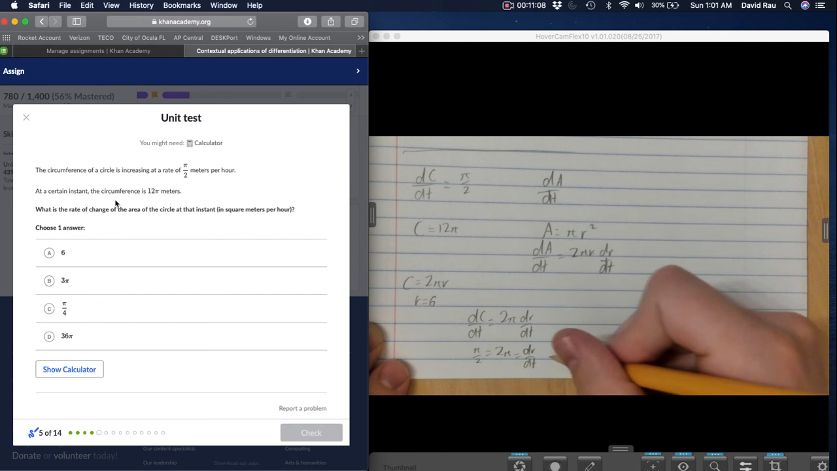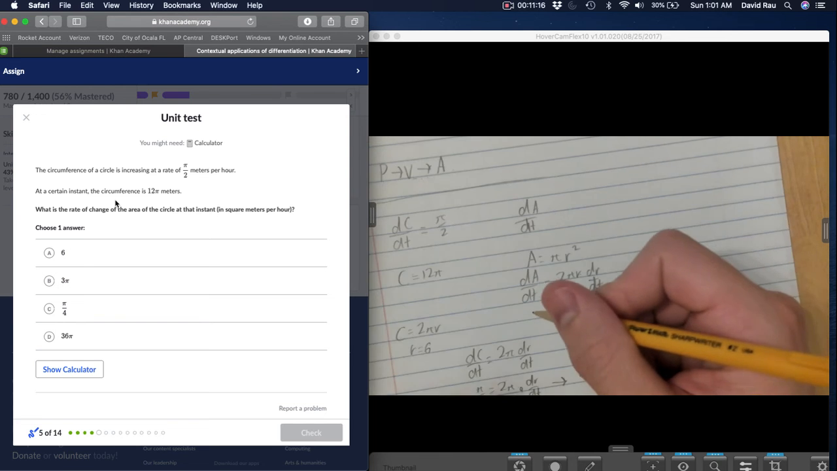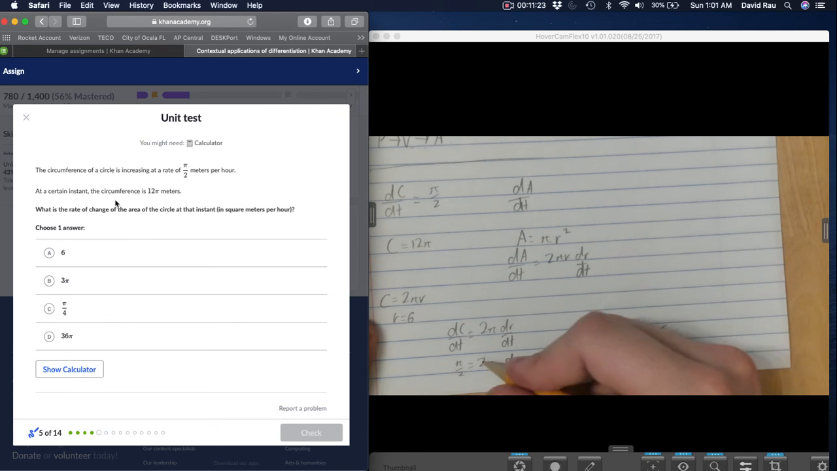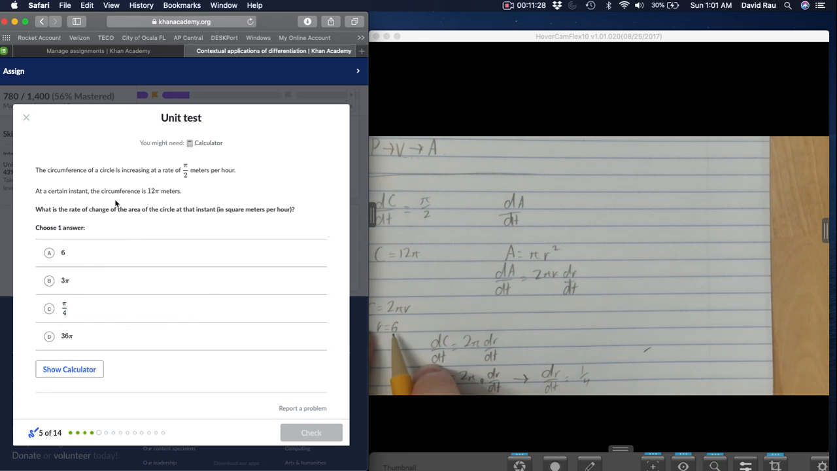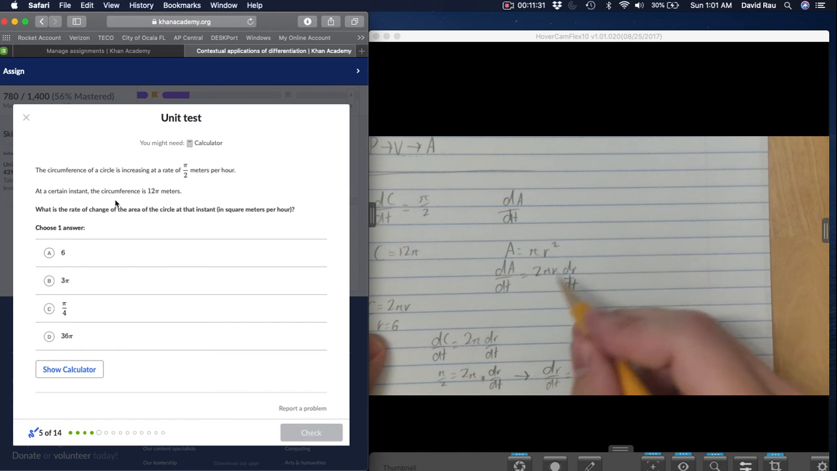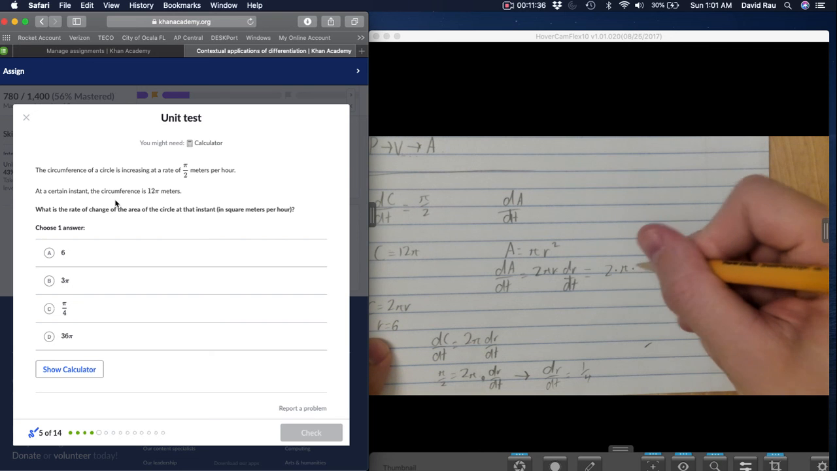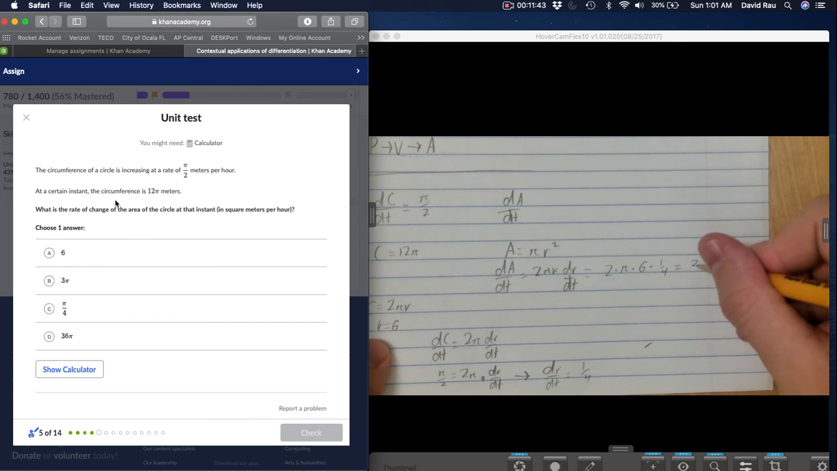And so when you divide by 2 pi, you'll end up saying that dr/dt is equal to 1/4. The pi's will cancel, now you have a 2 and a 2 on the bottom, so you have 1/4. So cool, now we know that r is 6, we know dr/dt is 1/4. Let's plug all that in and we'll know the change in area. So we have 2 times pi times 6 times 1/4, and that ends up simplifying to 3 pi.